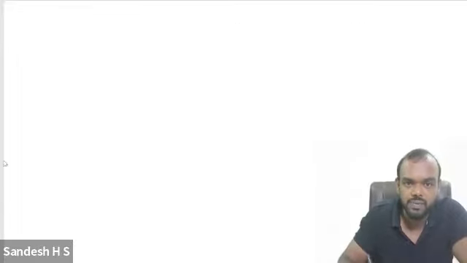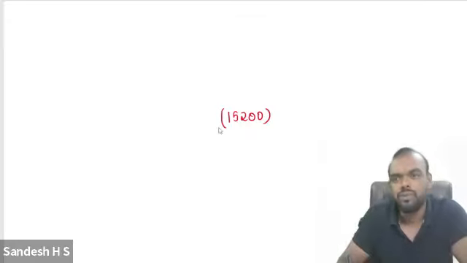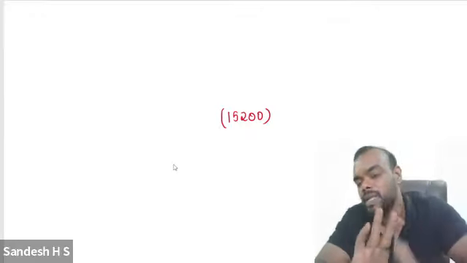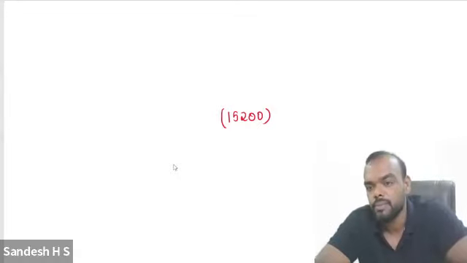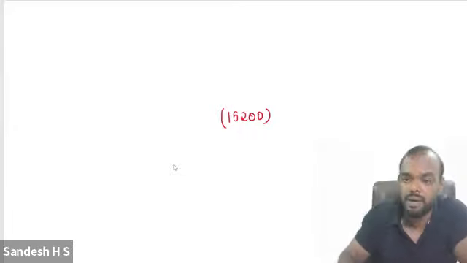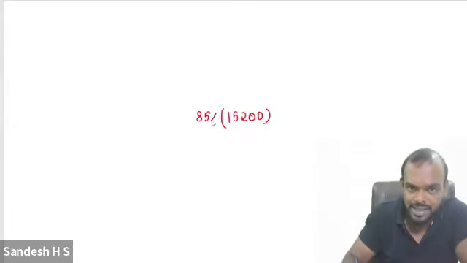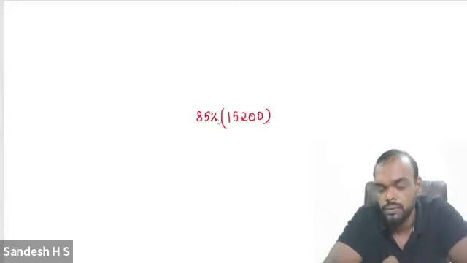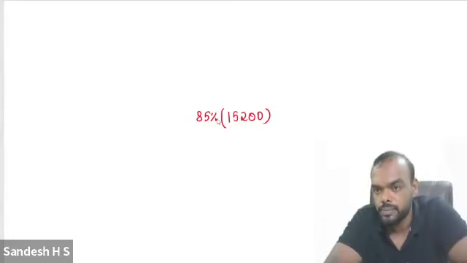Total votes are how many, guys? 15,200. Out of which invalid are 15%, means what will be the valid percentage? Invalid are 15, valid will be 85%. So can I say these are valid votes now? Yes or no? 85% of 15,200 will be valid.